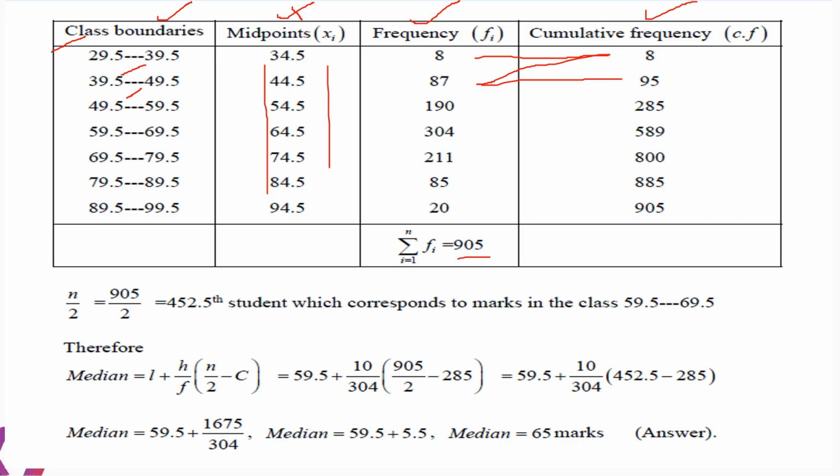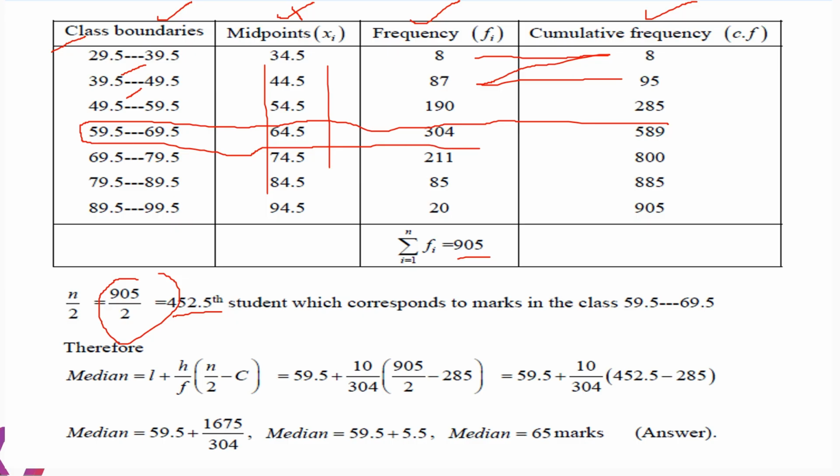Now n is 905, so n by 2 is 452.5. In the same way, we have to check where 452.5 lies. It lies in 589. Select this, this is the median class completely, and we'll get all the values which are used in the formula.